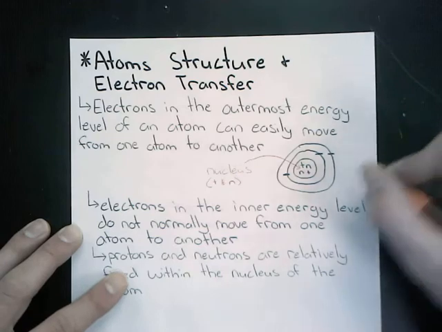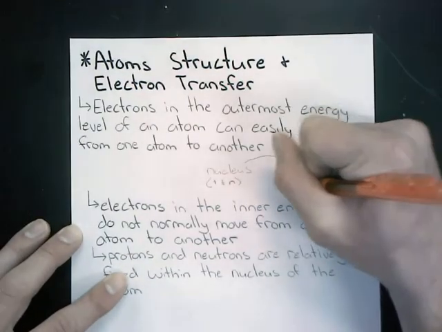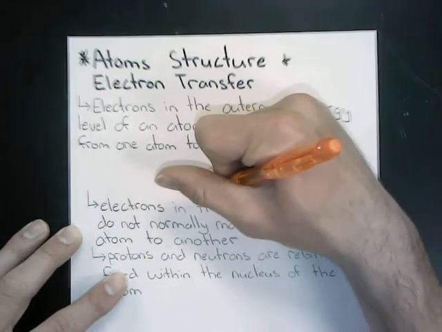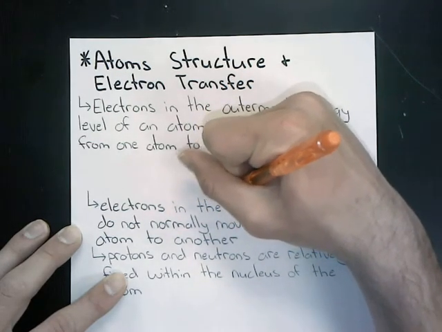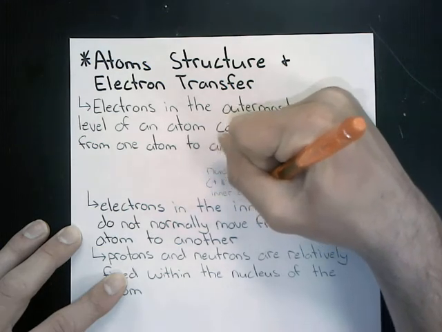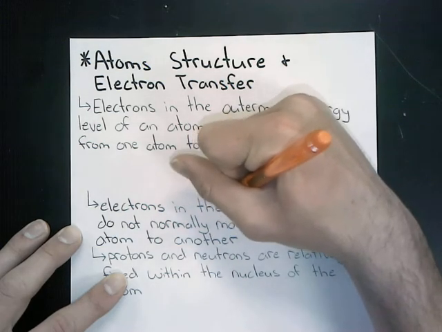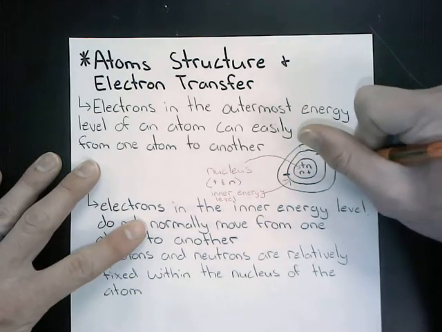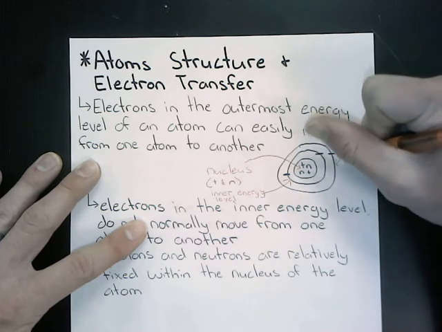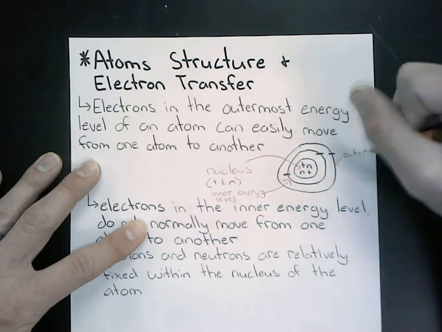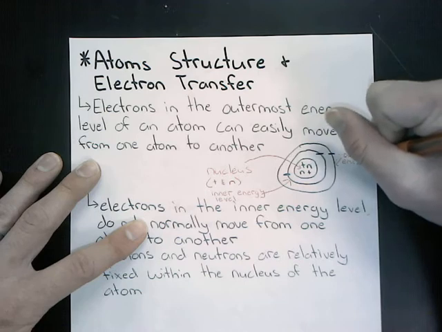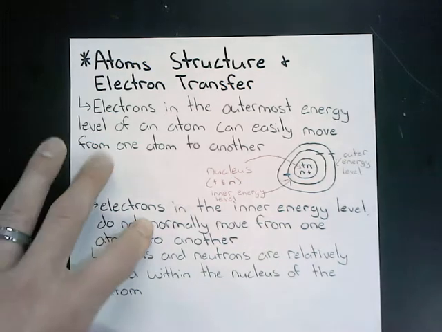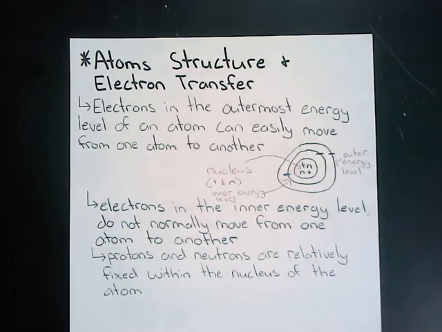Over here, this first ring that we have is known as the inner energy level. And along the outside, the very far ring is the outer energy level. Okay, so that is our basic structure of our atom.